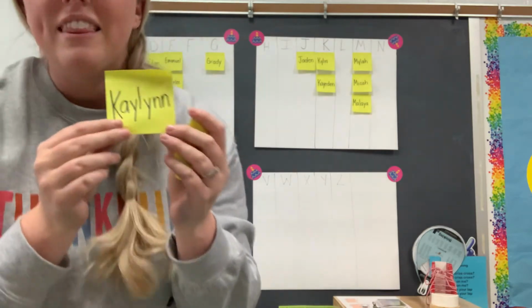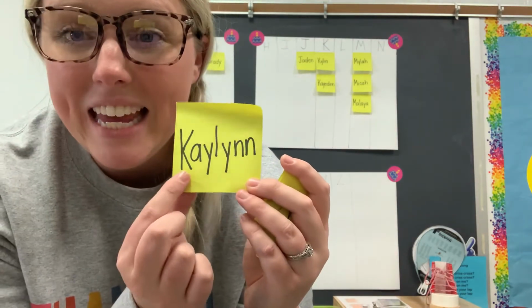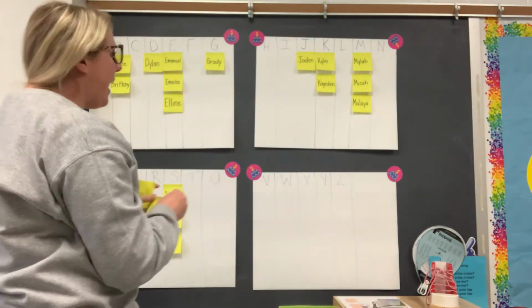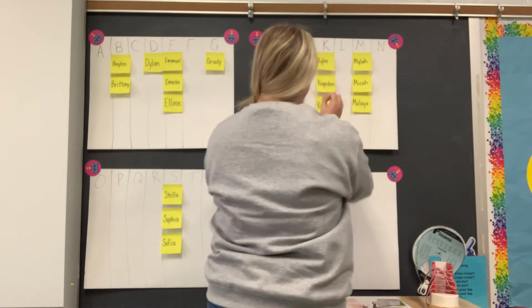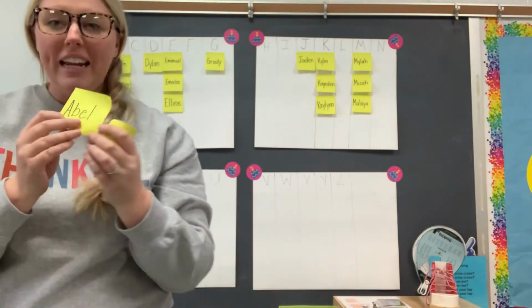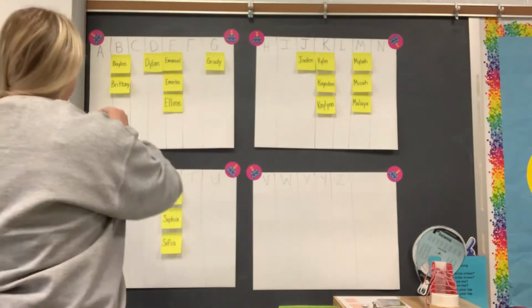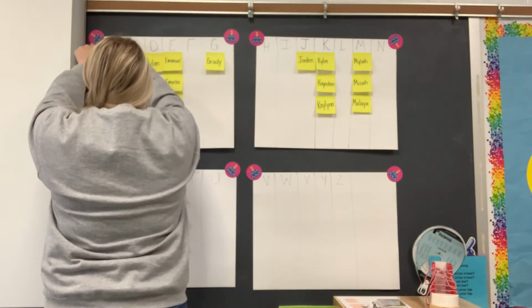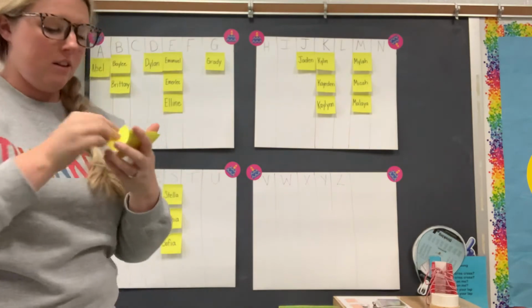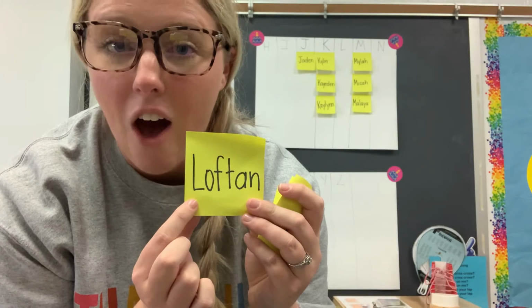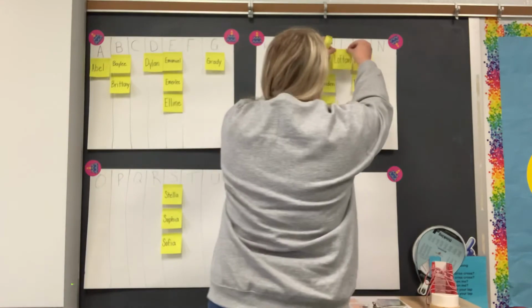All right. This is Kaylynn. What's at the beginning of Kaylynn's name? The letter K. So I'm going to go find letter K and put Kaylynn. Abel. What do you see at the beginning of Abel's name? What letter is that? A. So I'm going to find letter A and put Abel. This is Lofton. What letter do you see at the beginning of Lofton's name? Letter L. So I'm going to find letter L.